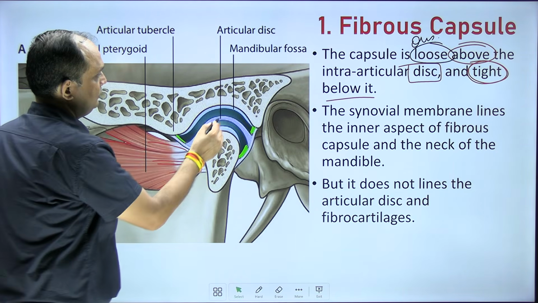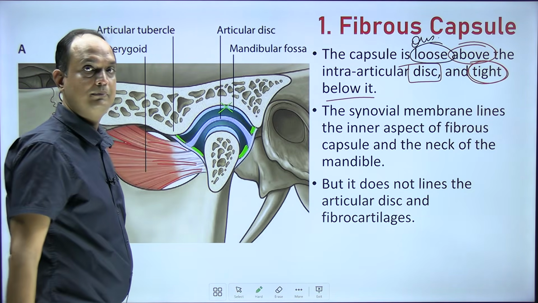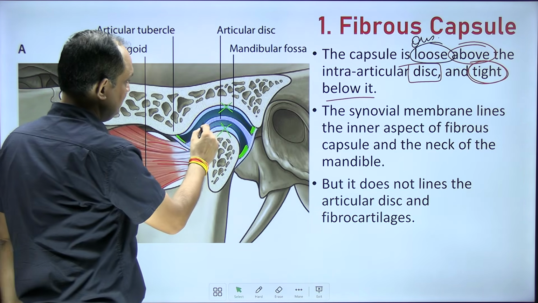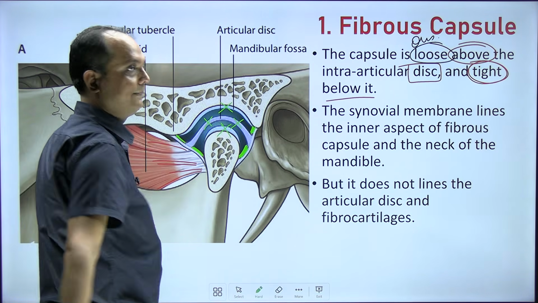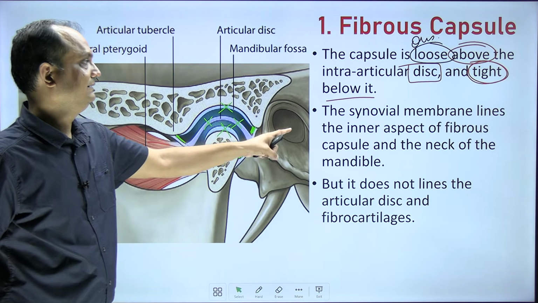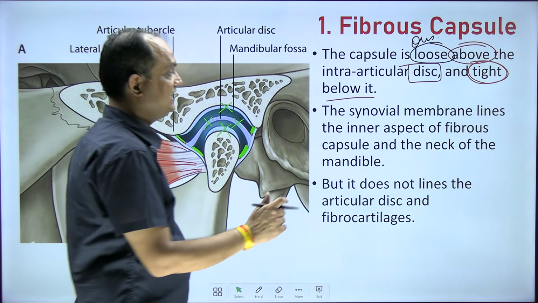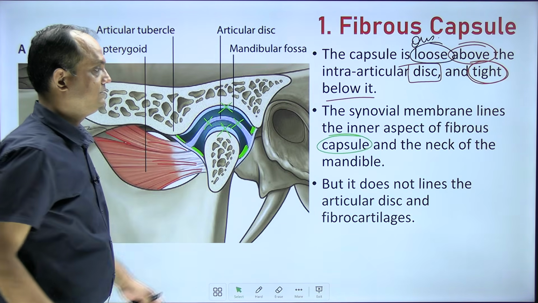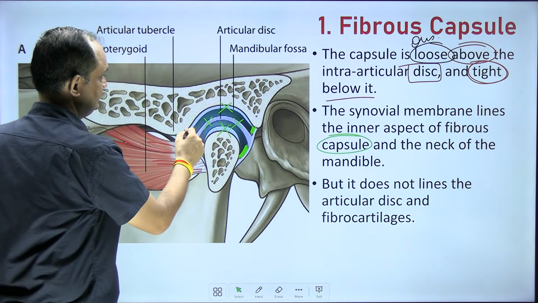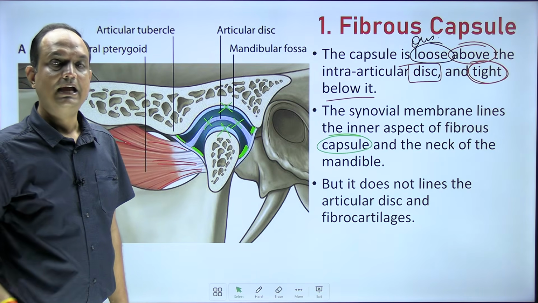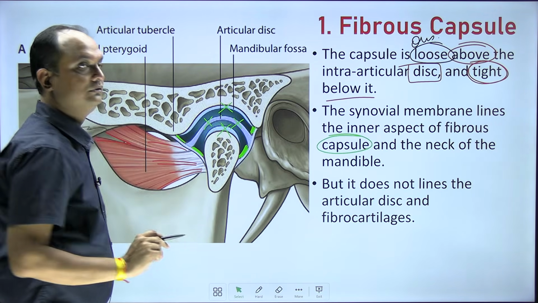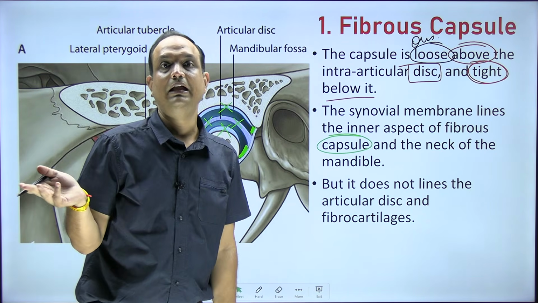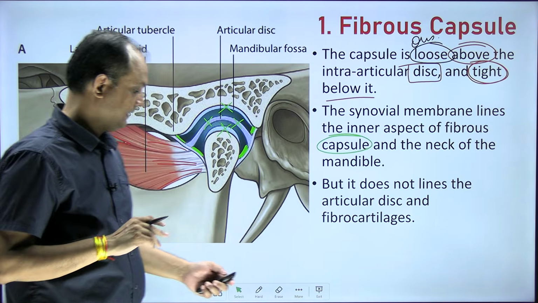The synovial membrane is not lining this fibrocartilage, and the synovial membrane is not lining the disc. Are you getting this? The synovial membrane lines only the inner aspect of the fibrous capsule and the neck of the mandible, but it is not lining the articular surfaces, that means the fibrocartilages, and it is not lining the disc. So this is the important thing to understand, because this is different from any other classical synovial joint.